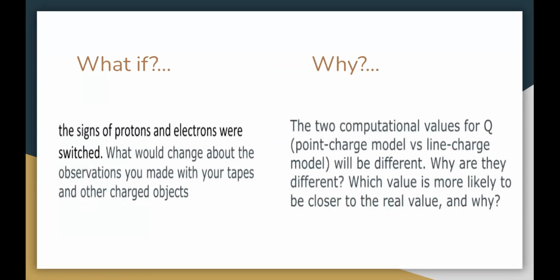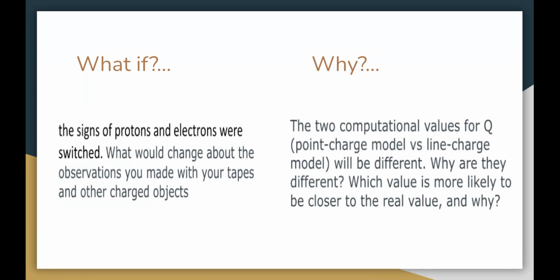What if the signs of protons and electrons were switched? What would change about the observations you made with your tapes and other charged objects? These interactions would remain exactly the same, because although the charges would be switched, like still repels like and opposites still attract. So if both of them were switched, then the observations made about the interactions of the tapes with other charged objects would remain exactly the same.